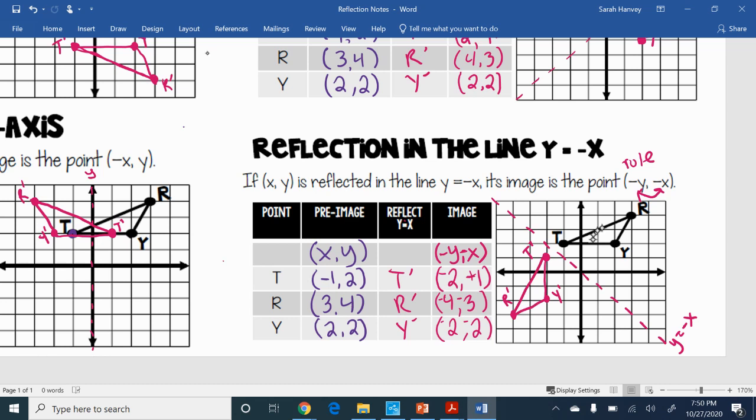And hopefully you see if this was a piece of paper and we took this, it would reflect right over onto this other side. All right, thanks for watching. Hopefully this helps.